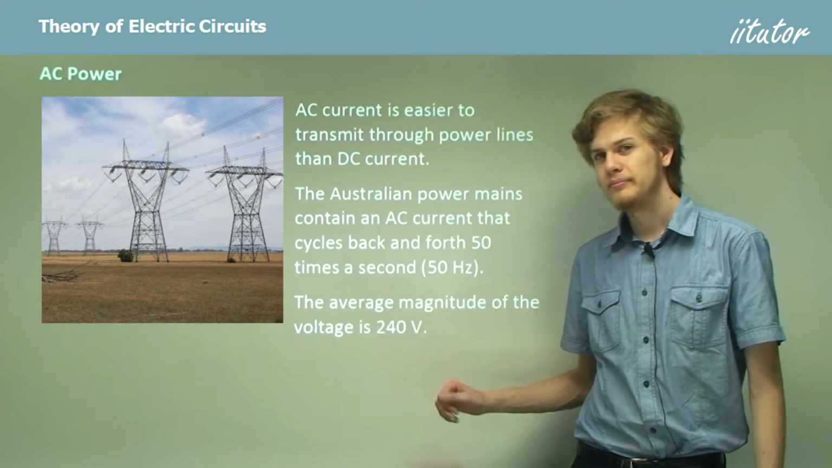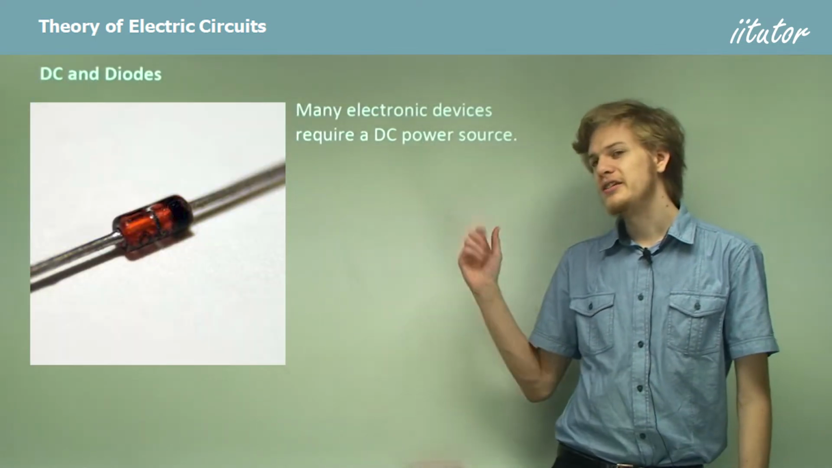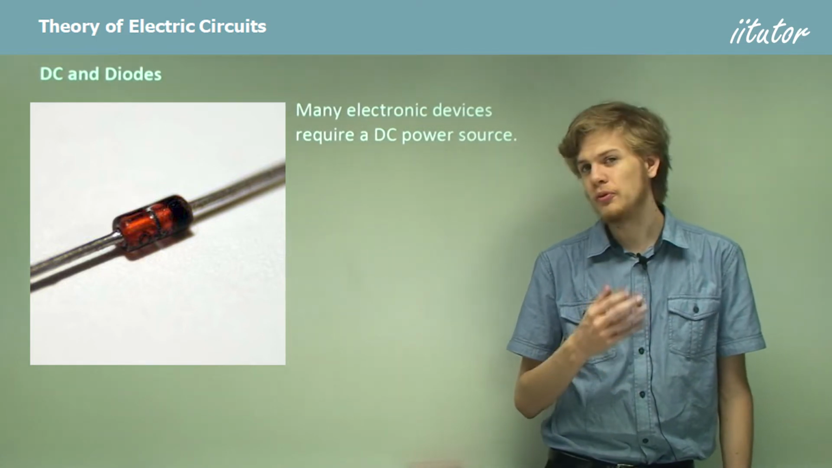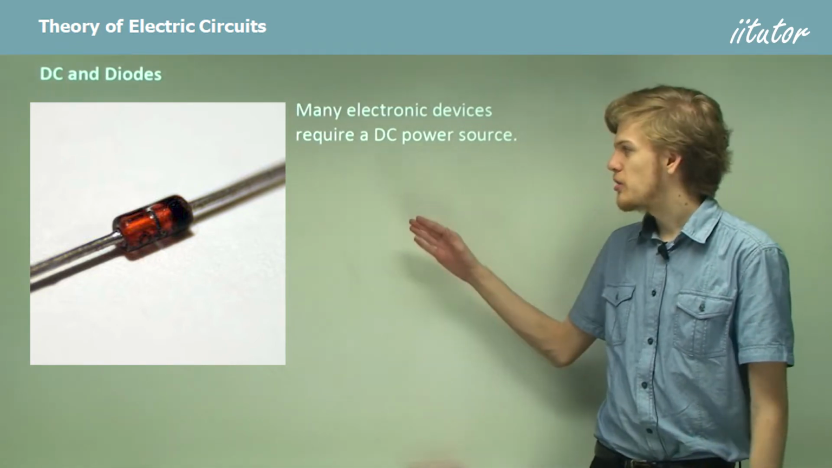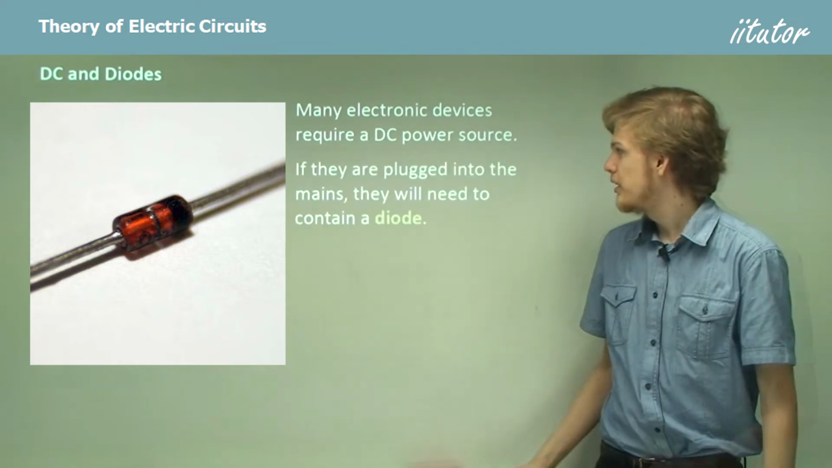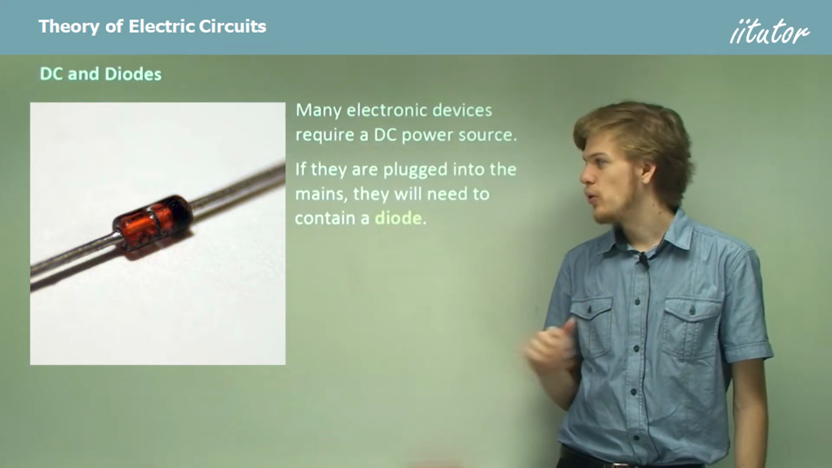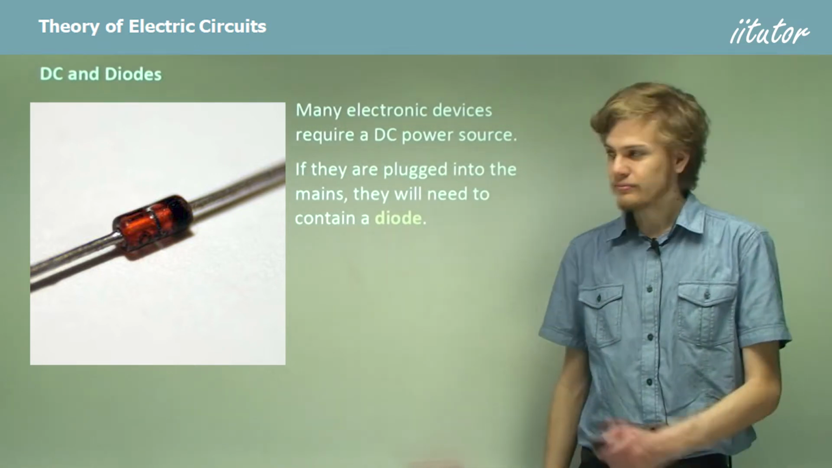Now, many electric devices require a DC power source rather than an AC power source, which is what's provided by the Australian mains. And so we use something like this to change the AC power into DC. If they are plugged into the mains, they will need to contain a diode, which is what this is a photograph of. So what does a diode do?